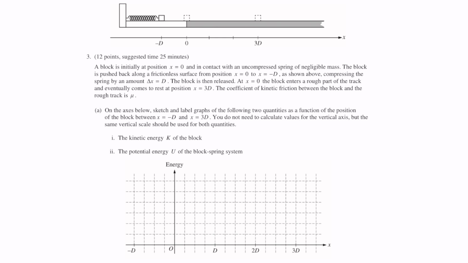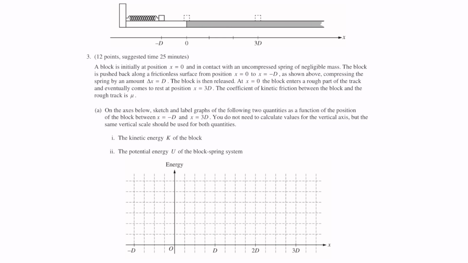So for this question, which was worth 12 points with a suggested time of 25 minutes, we're given a block that is initially at position x equals 0 in contact with an uncompressed spring of negligible mass. The block is pushed back along a frictionless surface from position 0 to negative d, which compresses the spring by an amount of delta x equals d, and then it's released. And at x equals 0, the block enters a rough part of the track and eventually comes to rest at position x equals 3d. And there is a coefficient of friction between the block and the rough track that is given as mu.